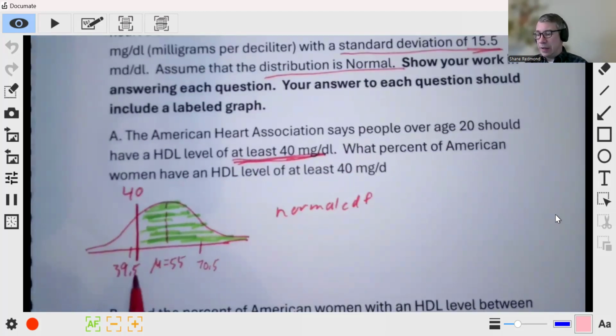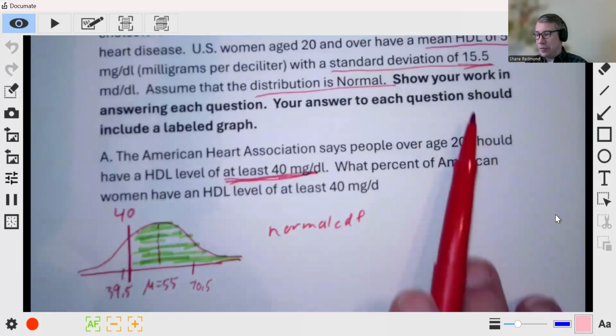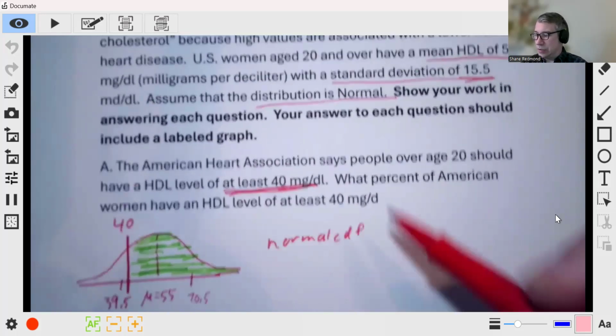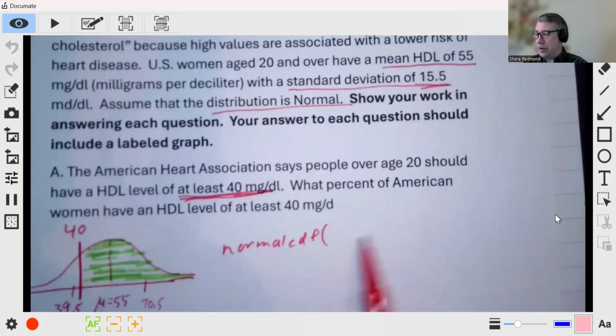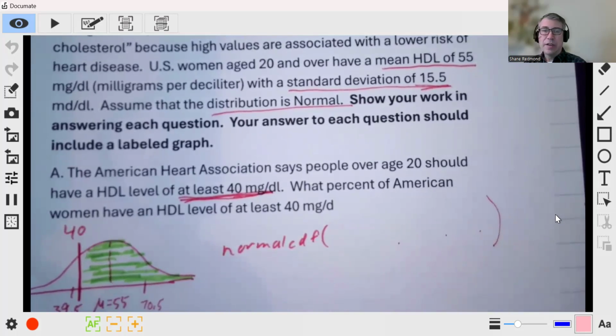We notice we've got a lower boundary of 40, and this extends to forever on the right. And we've got a mean and standard deviation given to us in the problem. So now we are ready to go to our calculator and put in that information. We'll need to put in a lower bound, an upper bound, a mean, and a standard deviation. So let's see what that looks like on the calculator. So let me switch to my calculator view.